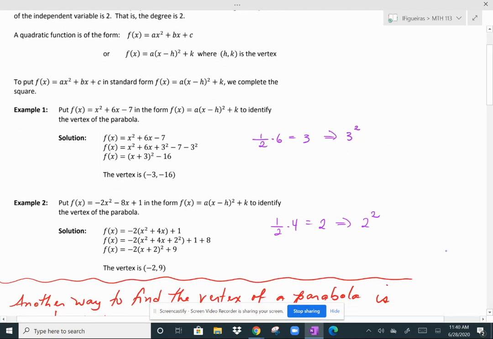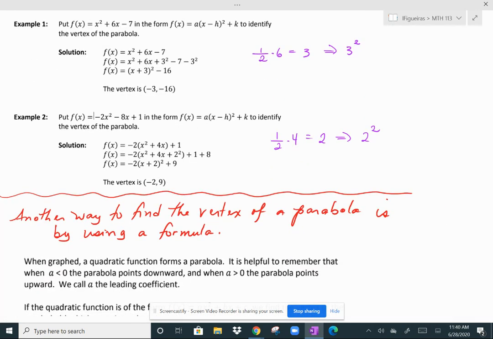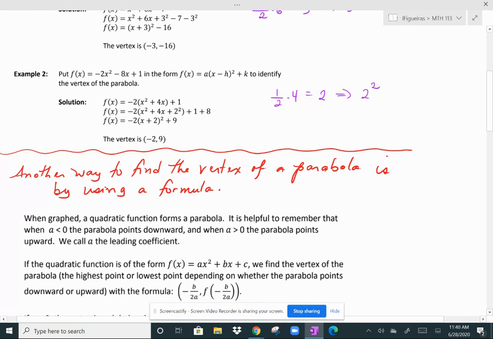Okay, let's look at another way to find the vertex of a parabola. This other way is by using a formula. You may have learned this in previous math classes.